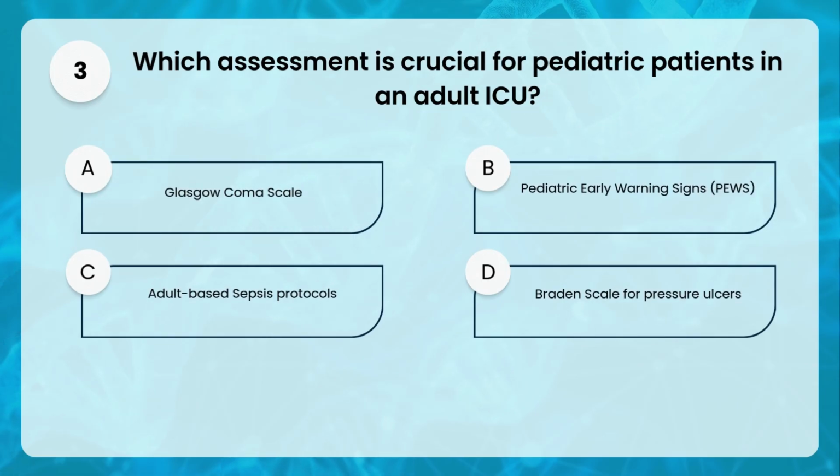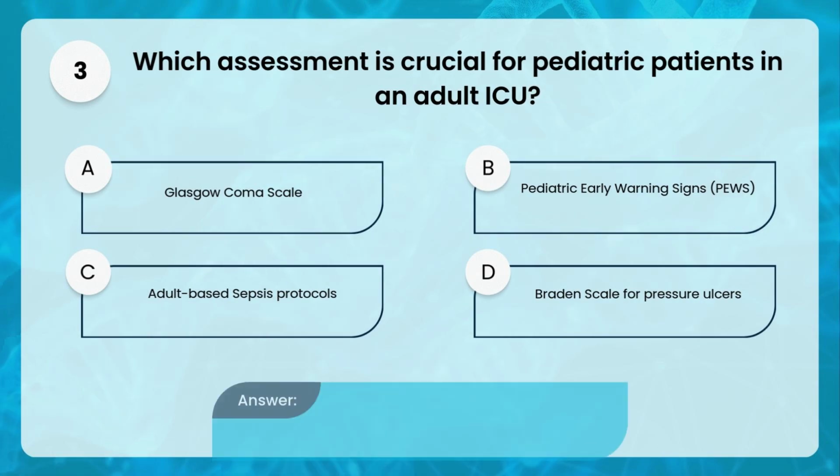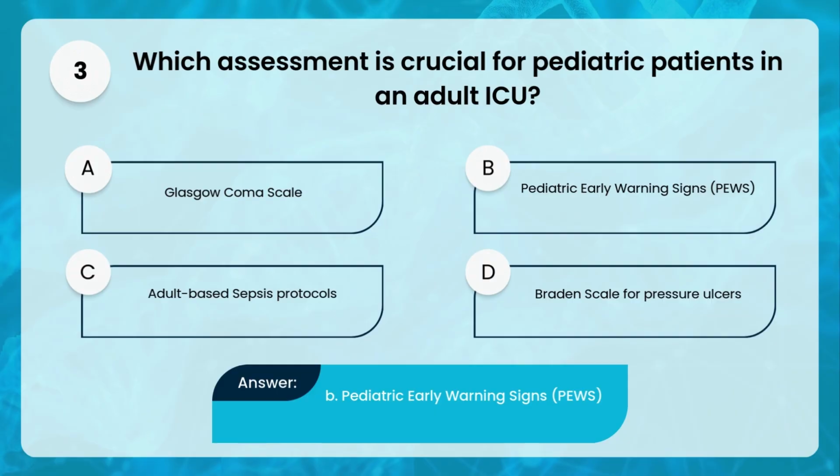Number 3. Which assessment is crucial for pediatric patients in an adult ICU? A. Glasgow Coma Scale. B. Pediatric Early Warning Signs, PEWS. C. Adult-Based Sepsis Protocols. Or D. Braden Scale for pressure ulcers. The answer is B. Pediatric Early Warning Signs, PEWS.